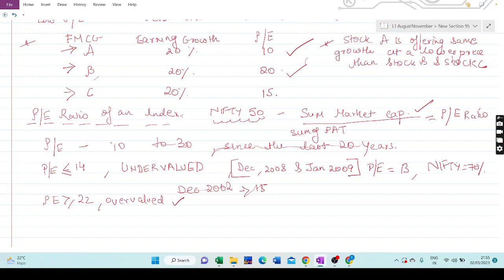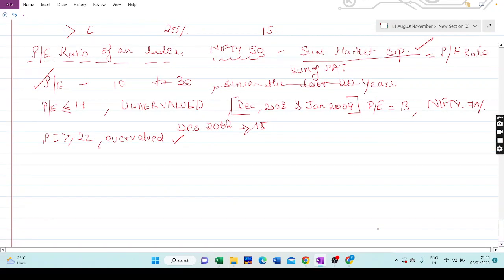So here what we are doing is comparing the P ratio of Nifty to its historical P ratio to find whether Nifty is undervalued or overvalued. But guys, a very important point here: P ratio should not be used in isolation and should be considered with other financial metrics of the firm, with the other fundamentals of the company. I'll give you an example here, guys.